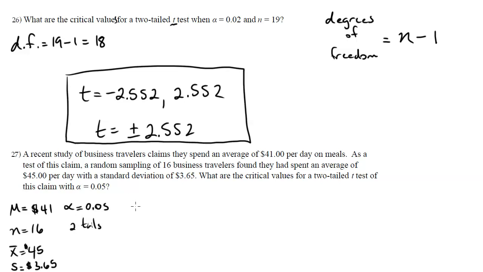Now, we don't know the population standard deviation, so this is another example of a t-test. And it says a two-tailed t-test. So the degrees of freedom here would be 16 minus 1, which is 15. 0.05, two-tails, 15 degrees of freedom.